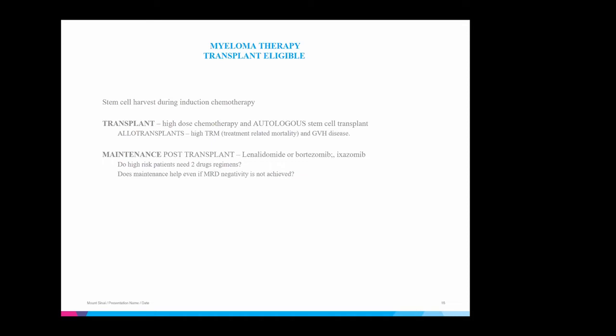So patients after transplant are put on maintenance therapy, and this is usually single-agent lenalidomide or single-agent bortezomib. There's also a newer drug called ixazomib, which is used in some circumstances. And questions still being looked at include whether high-risk patients need 2 drugs instead of 1, and does maintenance help even if the patient is not in a minimal residual disease negativity state?